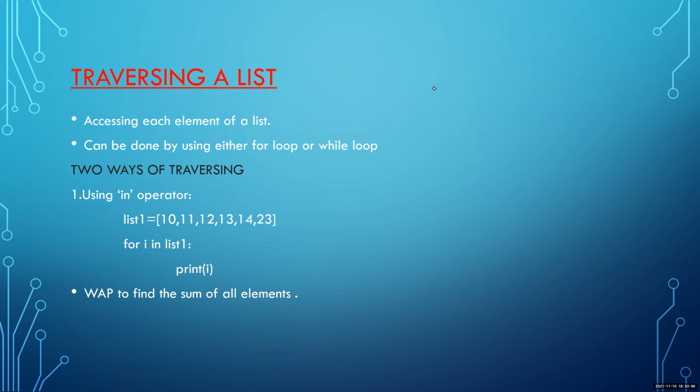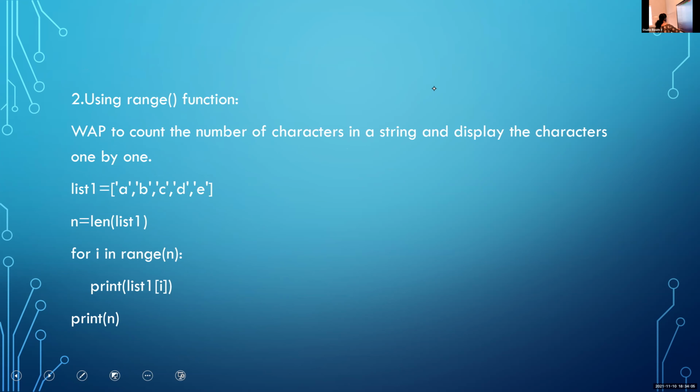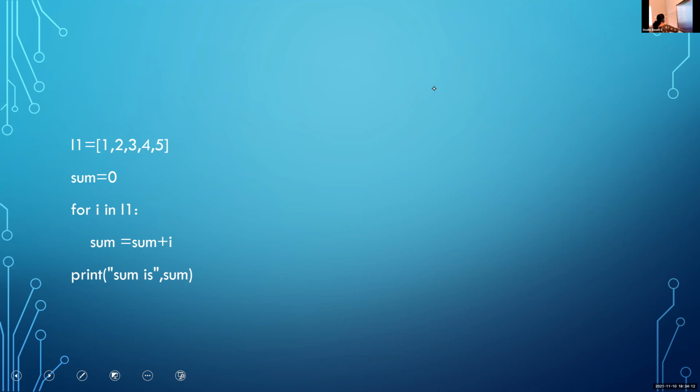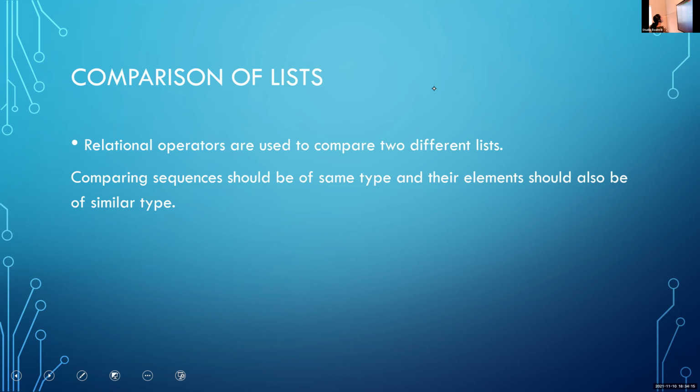So we are discussing this traversing concept, that is, we can traverse through a list using the in operator and also using the range function. This is the range function. The next one, this we also already discussed. Right, the next heading is comparison of list.